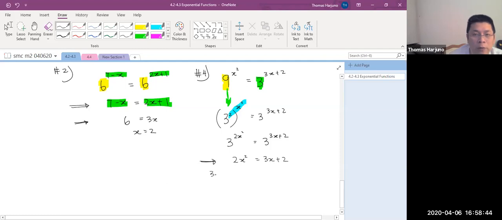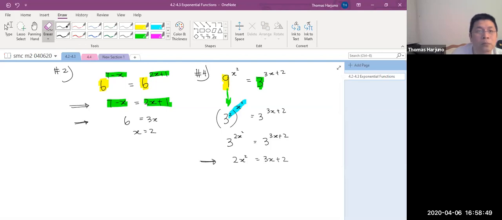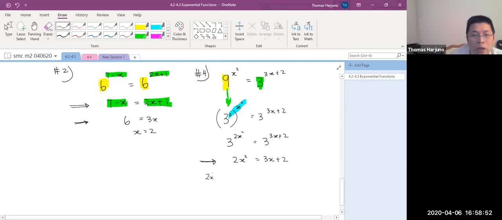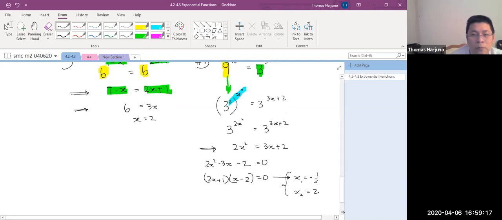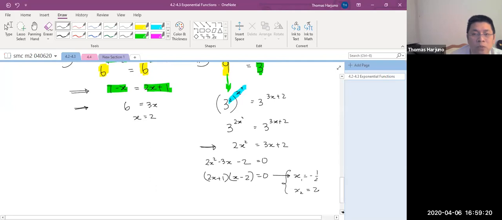From there, we solve it further. 2x squared minus 3x minus 2 equals 0. I solve it by factoring. If not, then I use the completing the square or the quadratic formula. And from here we see that x equals -1/2 and x equals 2. Okay, that's for number 4.